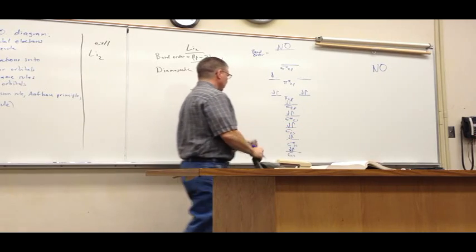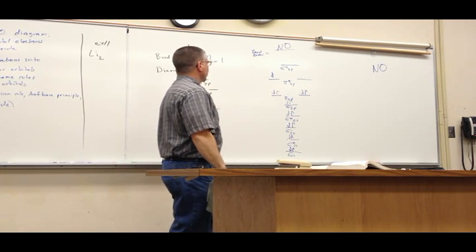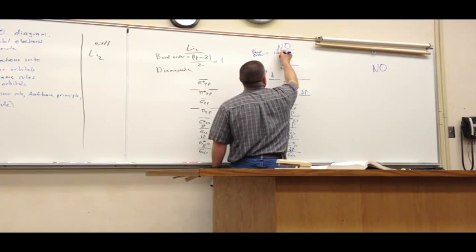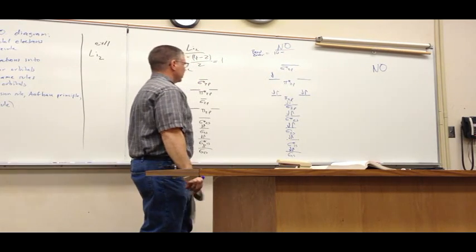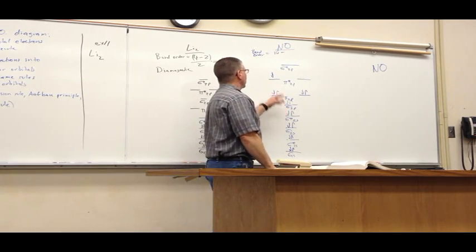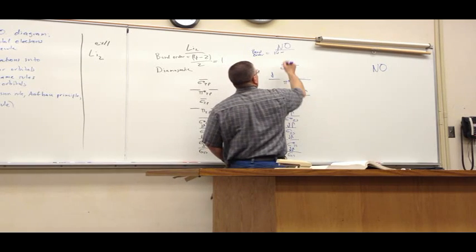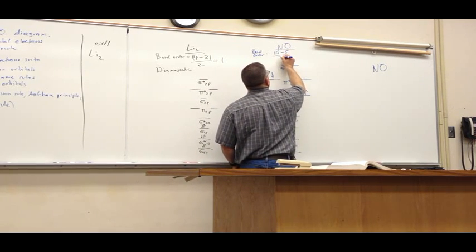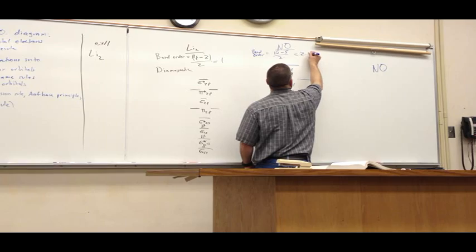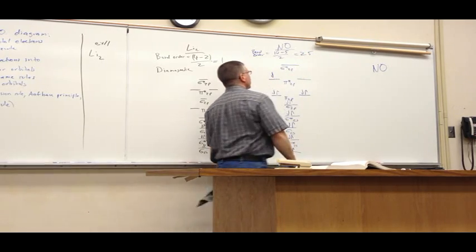Okay, so how many bonding electrons? 10. Antibonding? 5. 2, 4, 5, right? Yeah. So the bond order is 2.5.